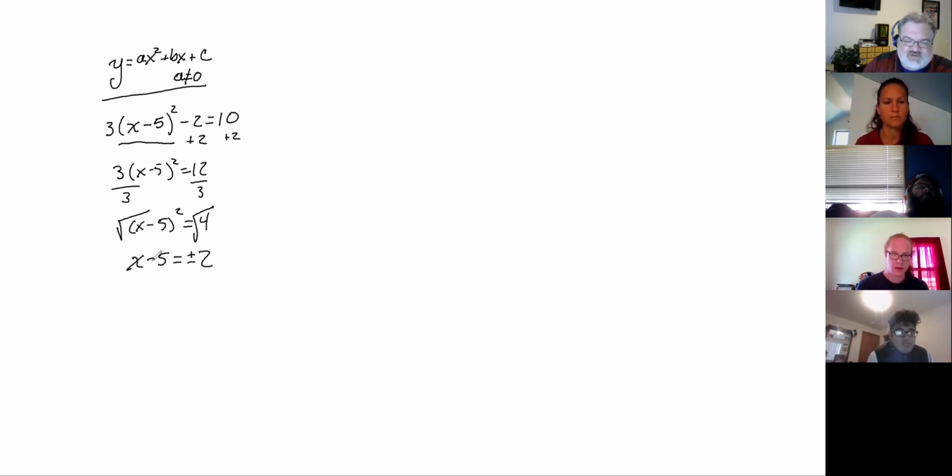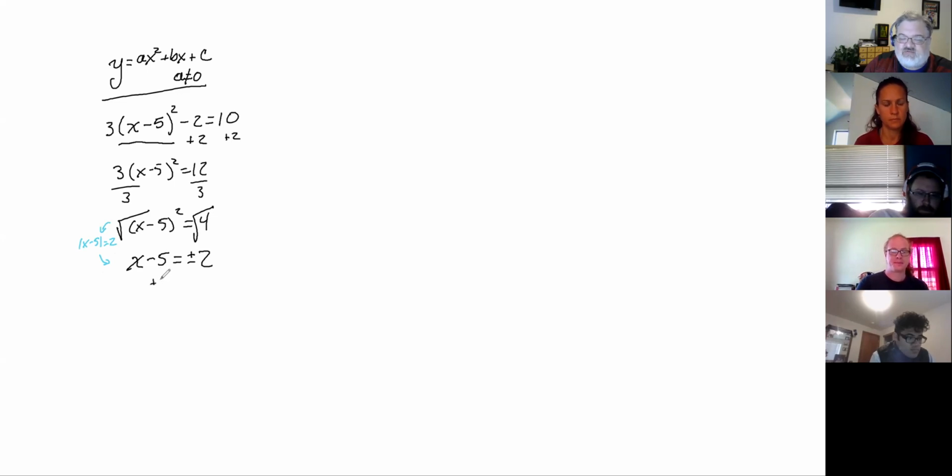Again, technically there's a step in between here if we want to be super formal, where we have the absolute value of x minus 5 is equal to 2. That's where that plus or minus is coming from. But we usually don't write that. We just know that that plus or minus has to be generated because we took the square root of both sides.